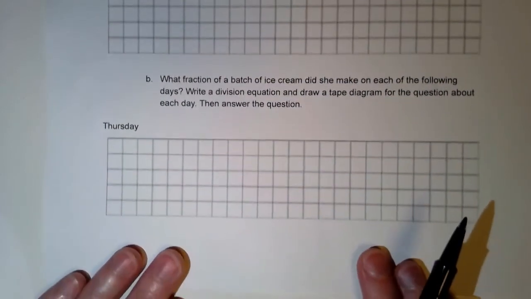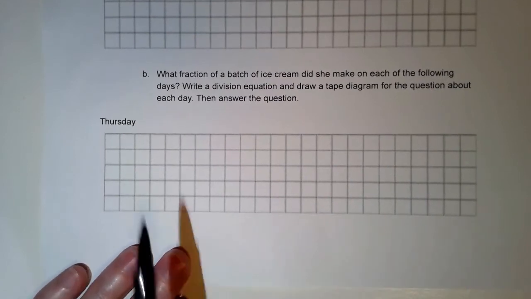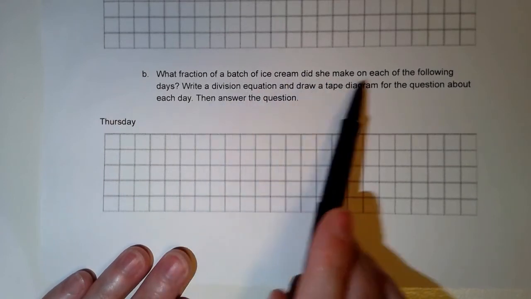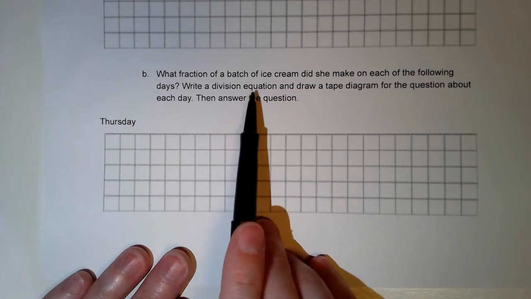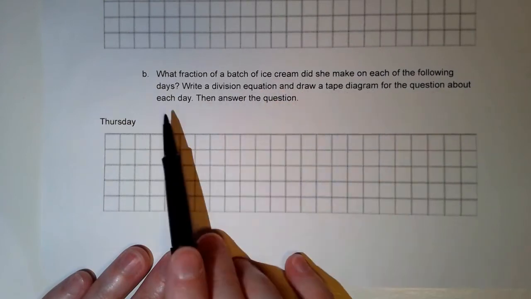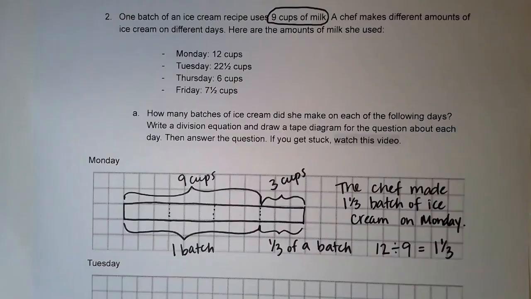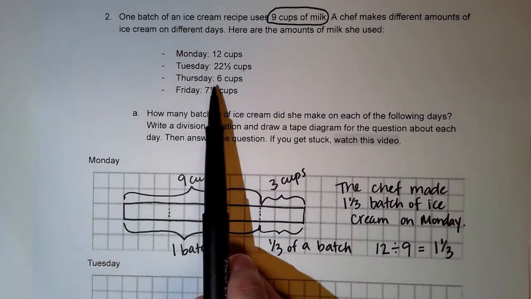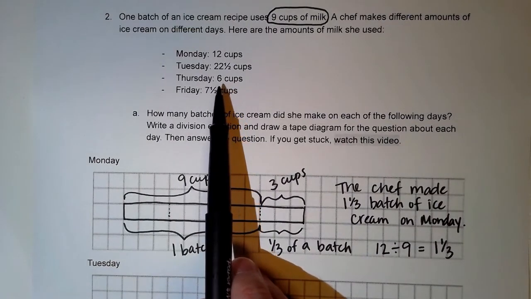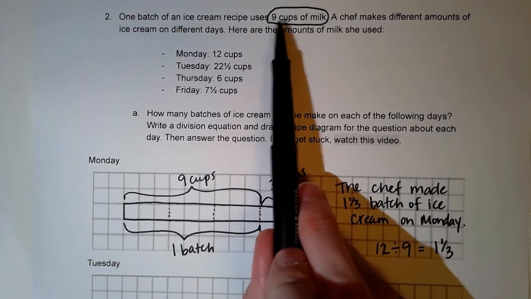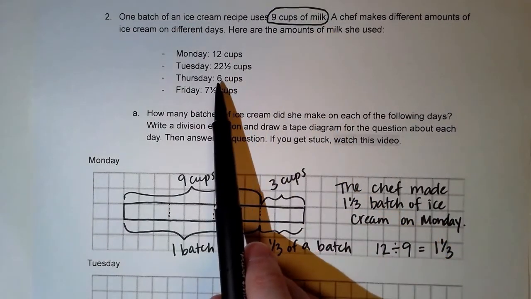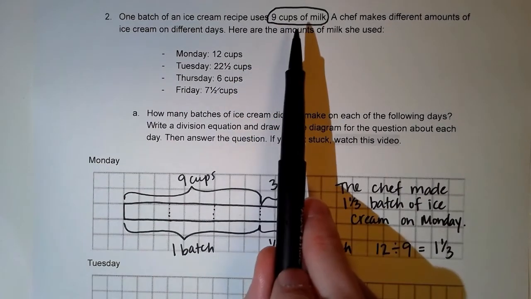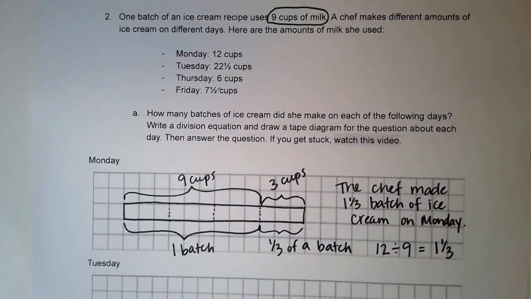Let's take a look at the next part and do Thursday together. So it says, what fraction of a batch of ice cream did she make on each of the following days? Write a division equation and draw a tape diagram for the question about each day. Then answer the question. So if we go back to the information at the top, we know that on Thursday, she used 6 cups of milk. Again, 1 whole batch is 9 cups of milk. So we can already tell that since 6 is less than 9, she made less than one whole batch. But we need to figure out how much of a batch she made.